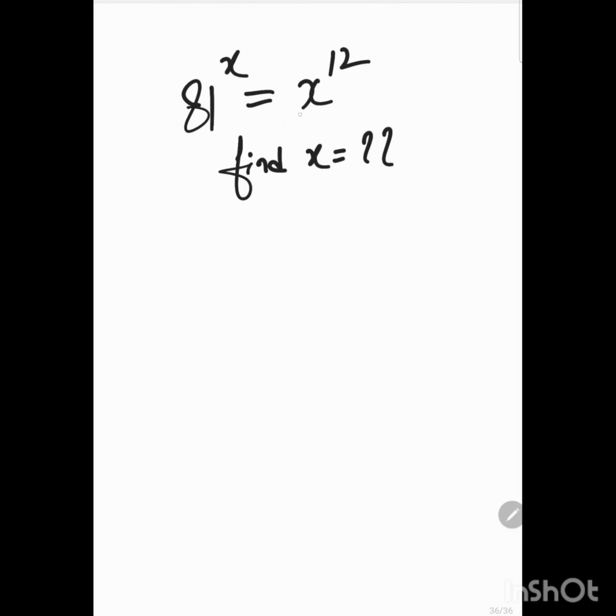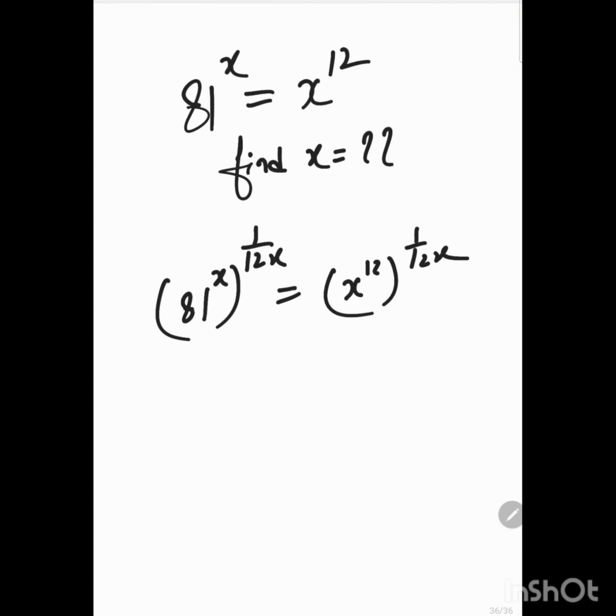81 raised to power x equal to x raised to power 12. You need to find x. For solving this, we raise 81^x to the power 1/(12x), and here also x^12 to the power 1/(12x). Why we are doing it, you can easily understand, because you can see 81^x to the power 1/(12x), and here x^12 to the power 1/(12x).